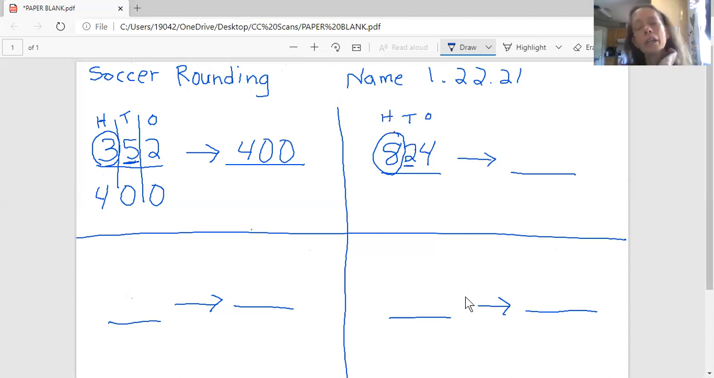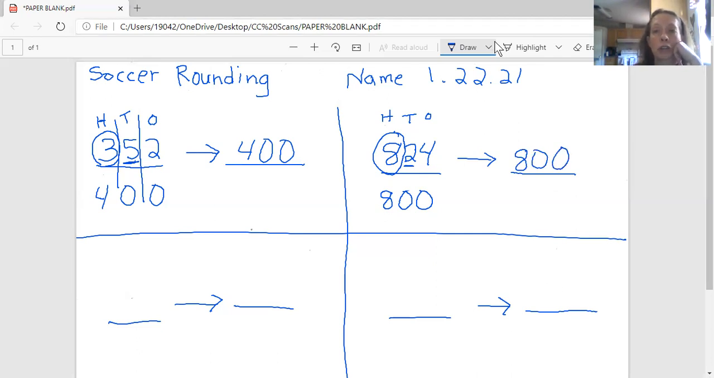Well, is 2 old enough to go to the next grade? No, he's only 2. He's not old enough. So the 8 stays the same. Nothing changes. Stays the same. And everything after the 8 turns into a 0. So if you were rounding 824 to the nearest 100, your answer is 800. Okay? Please write that down.